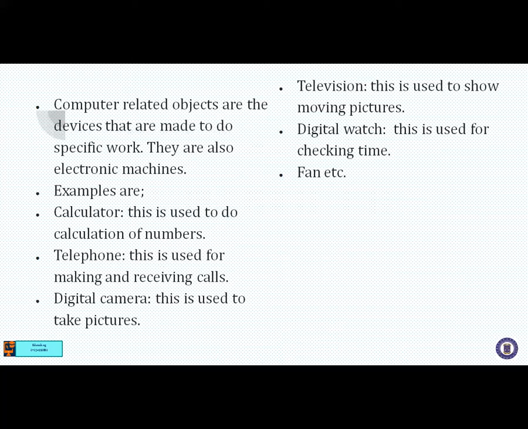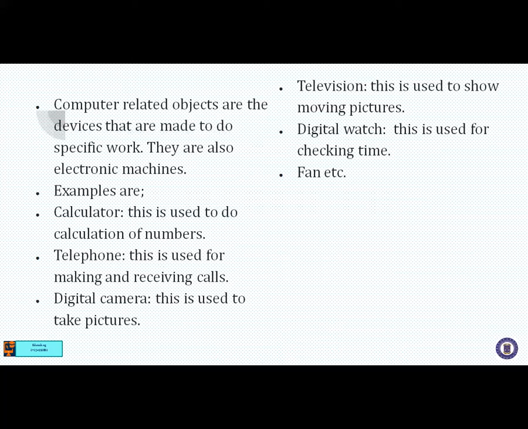So now, coming back to our topic today, computer-related objects are devices that work like a computer. But the difference is that a computer can do many things at a time, but these computer-related objects are made to do just a specific or particular work at a time.